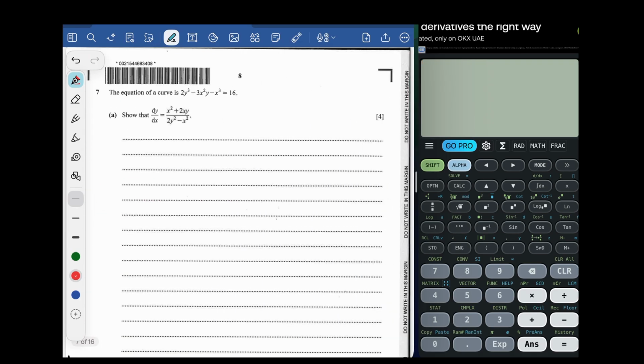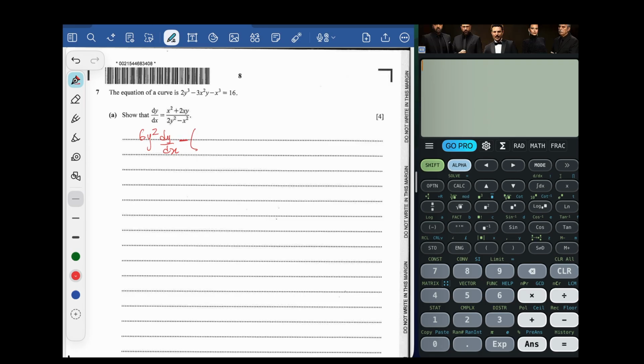All right, let's see question 7. Question 7 is differentiation. We are told to show that dy/dx is this. This is implicit differentiation, so we just differentiate. Whenever we differentiate y, we put dy/dx. So if I differentiate, that becomes 6y squared dy/dx. I use the product rule for that.